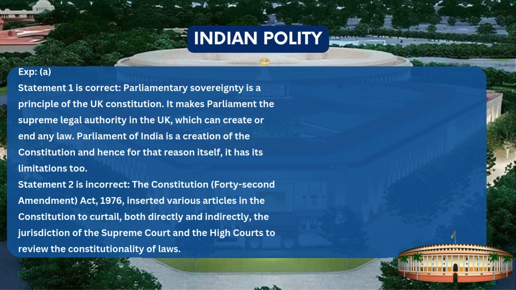Statement 1 is correct. Parliamentary sovereignty is a principle of the UK Constitution. It makes Parliament the supreme legal authority in the UK, which can create or end any law. Parliament of India is a creation of the Constitution, and hence for that reason itself, it has its limitations too. Statement 2 is incorrect. The Constitution 42nd Amendment Act, 1976, inserted various articles in the Constitution to curtail, both directly and indirectly, the jurisdiction of the Supreme Court and the High Courts to review the constitutionality of laws.